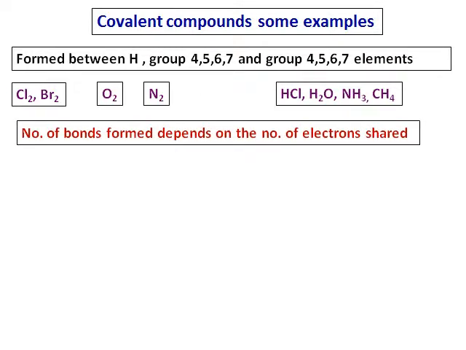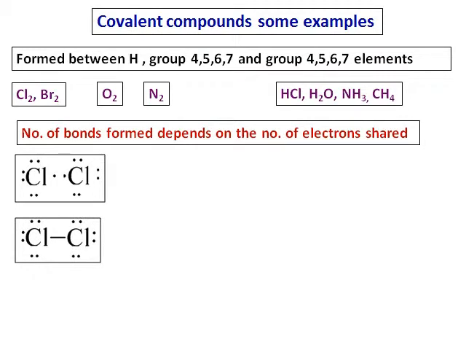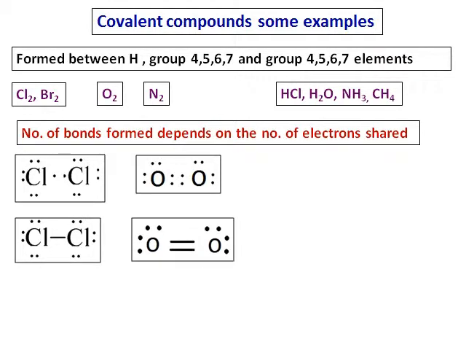Now the number of bonds formed between the elements depends on the number of electrons they share. For example, consider Cl and Cl. They share 1 electron each. That means there are 2 electrons between the 2 Cl, and hence a single bond is formed. But in the case of oxygen, each oxygen has 6 outer electrons, so needs 2 more. Hence between 2 oxygens we have 2 pairs of electrons, and a double bond is formed.